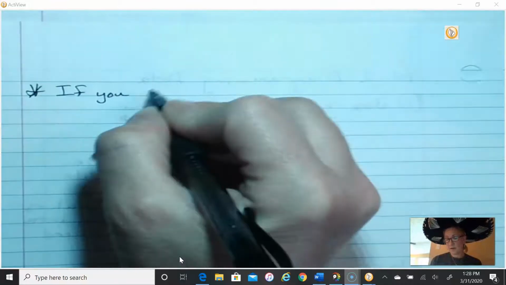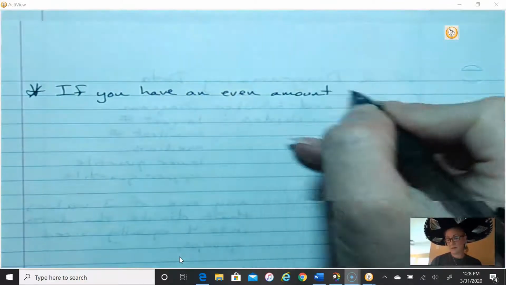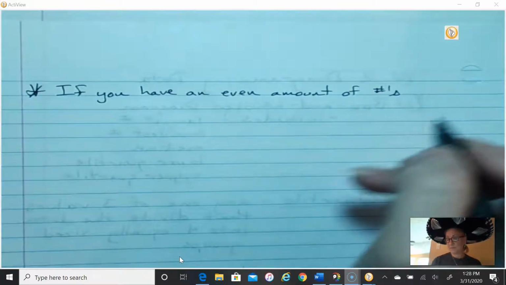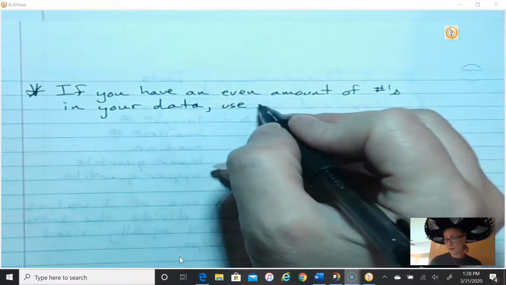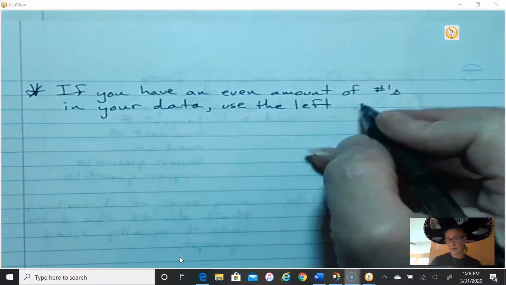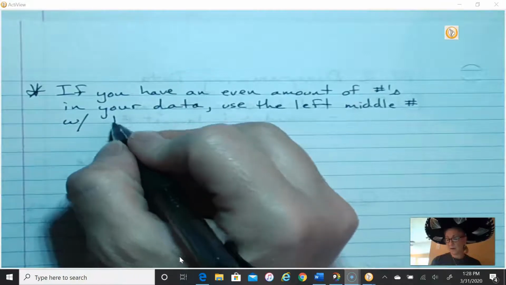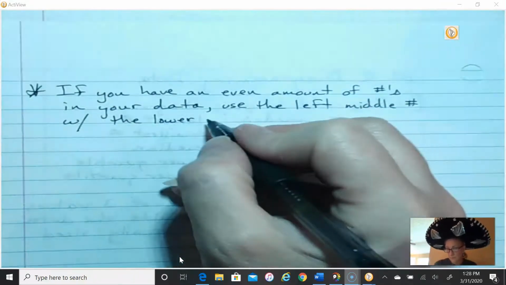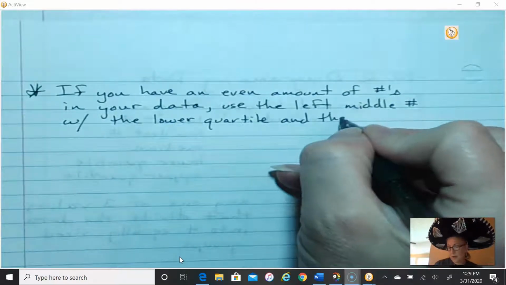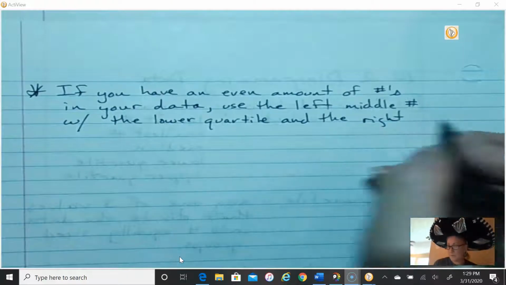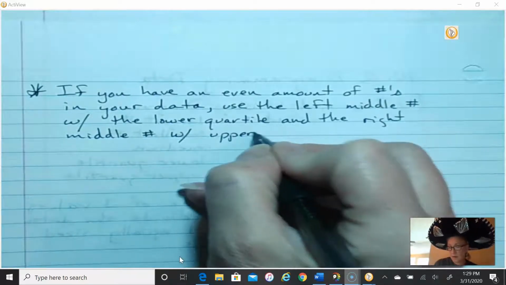If you have an even amount of numbers in your data, use the left middle number with the lower quartile and the right middle number with upper quartile.